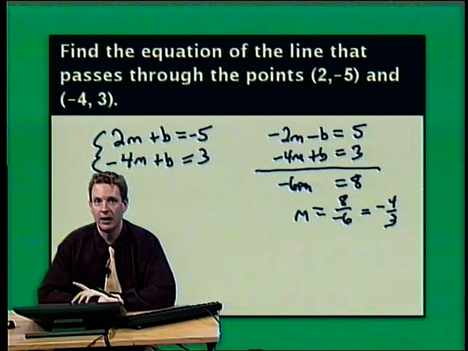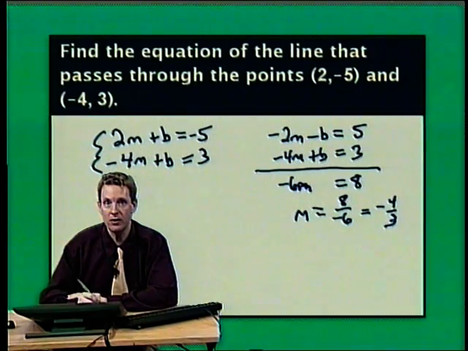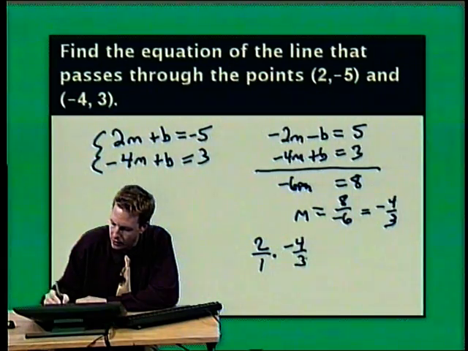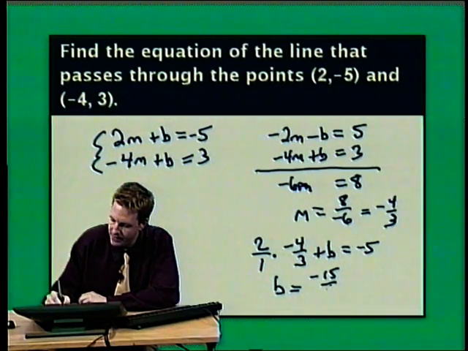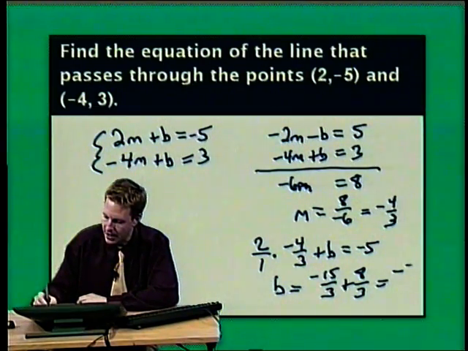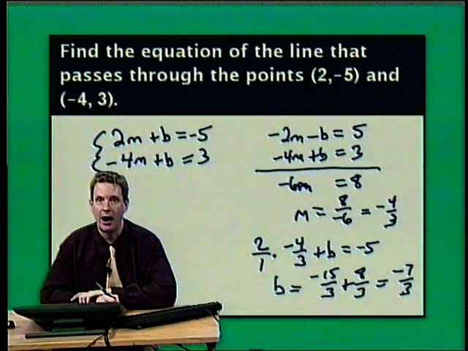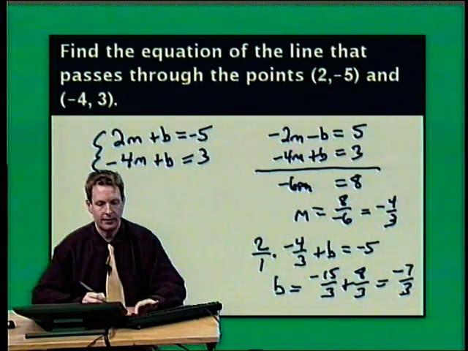What's b? Well, let's use our first equation to find the value of b. If m is -4/3, it must be the case that 2 times -4/3 plus b equals -5. So b must equal -15/3 plus 8/3, which is -7/3. So it looks like the equation of the line is going to have the form y equals -4/3 x minus 7/3. Let's check.